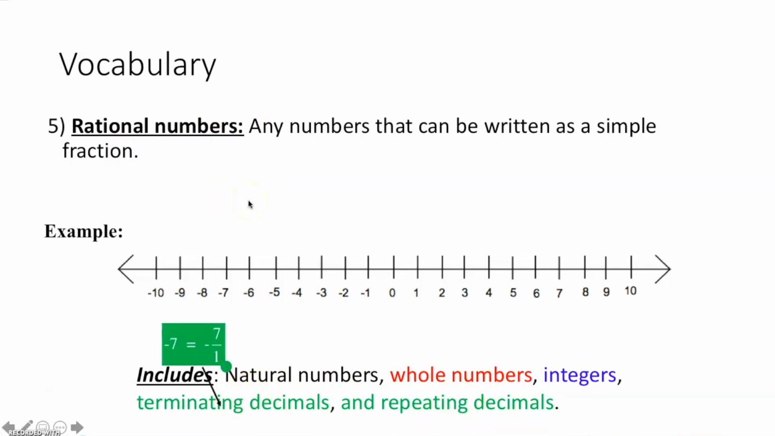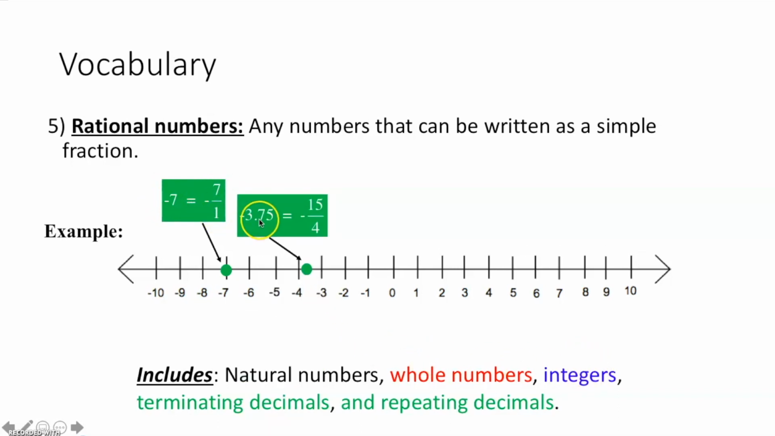So let's do some examples. First, -7. That is a rational number. Why is it a rational number? Because -7 can be written as a fraction, -7/1. It's also an integer. -3.75 can also be written as a fraction. It is a terminating decimal, meaning a decimal that stops. So we know that it is a rational number.